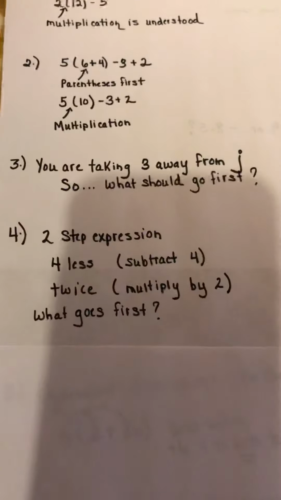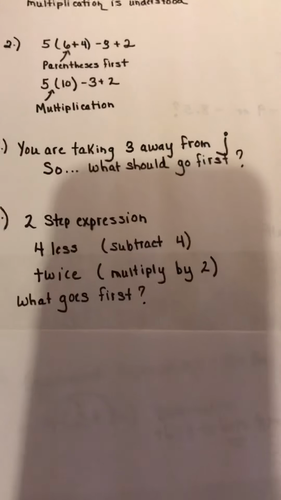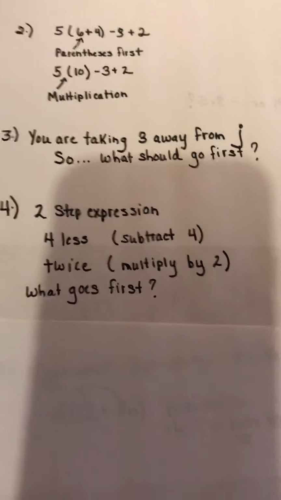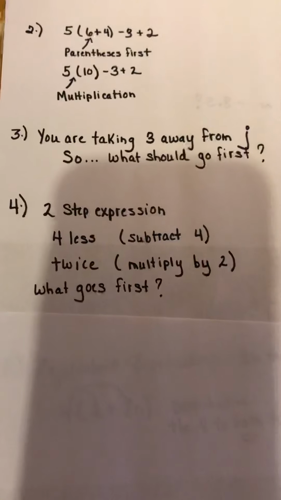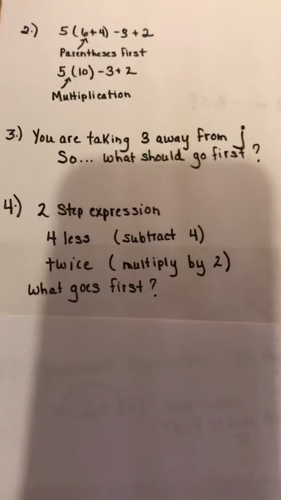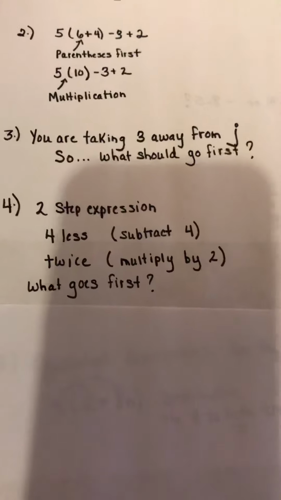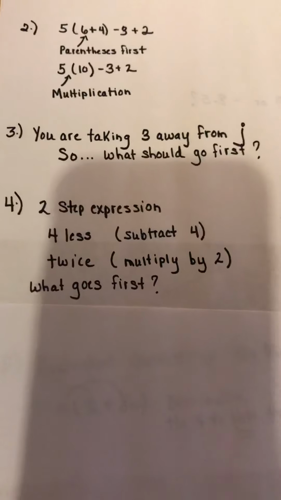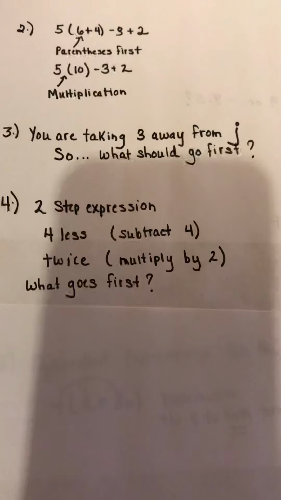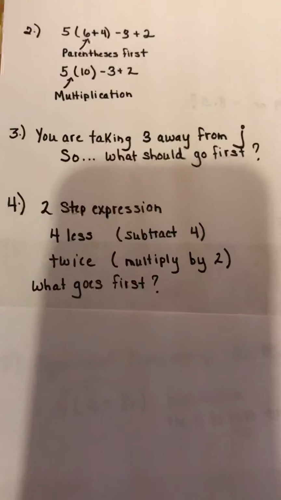Number 4 is a two-step expression. 4 less means to subtract 4, and twice a number means to multiply by 2. So remember, what should go first? Remember, you have to subtract 4 away from something. So something has to go before the subtract 4.